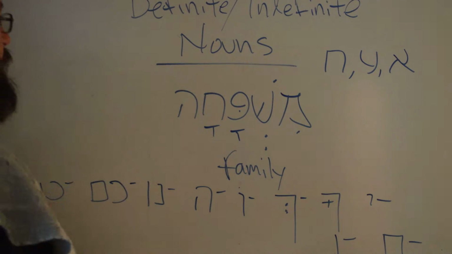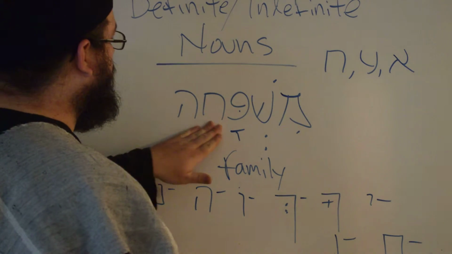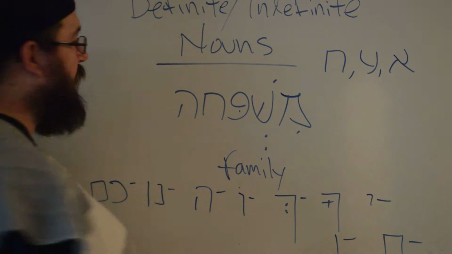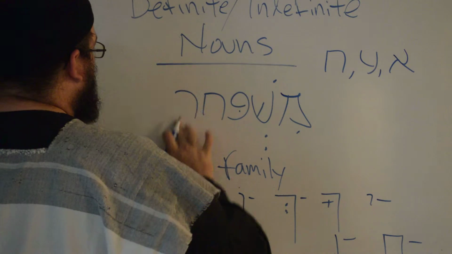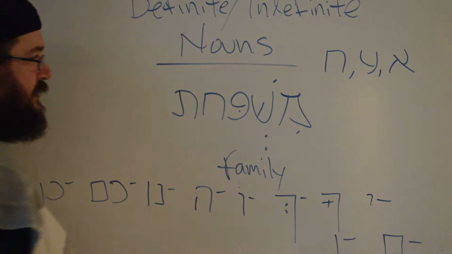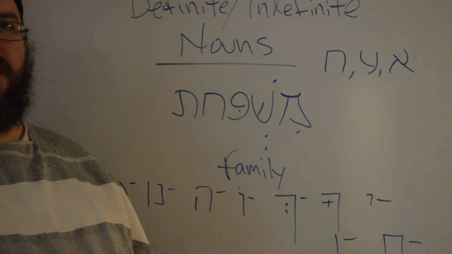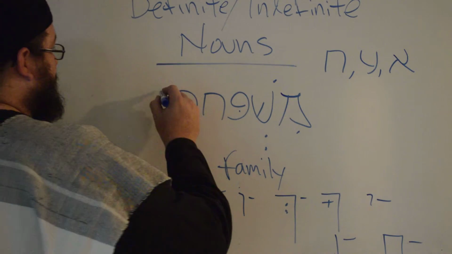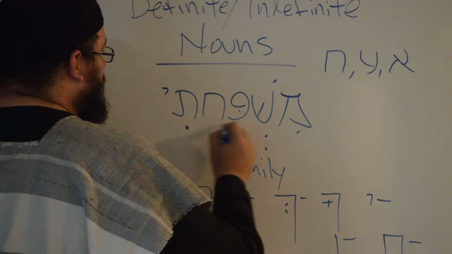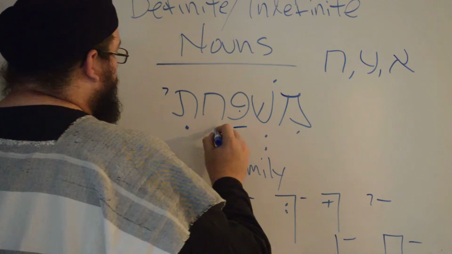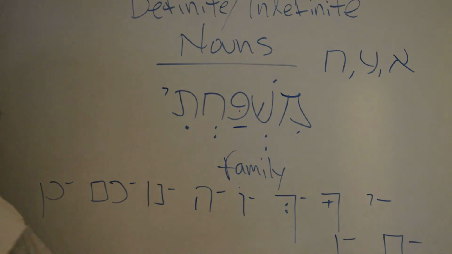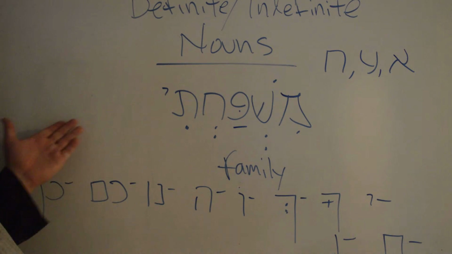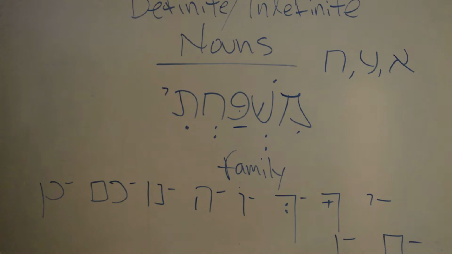And what's going to happen is I have to take away, I'm not going to worry about my vowels right now, my hey and turn it into a tav. And this is going to indicate that I have a pronoun that's going to be attached to it once I see this character. So here I have mishpachti, and mishpachti means my family.